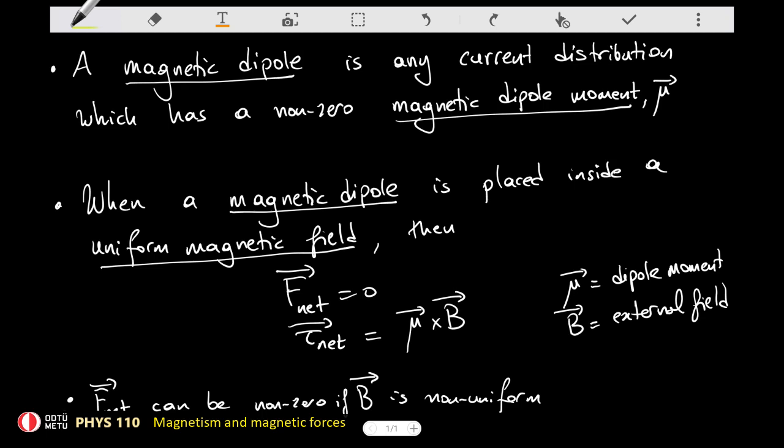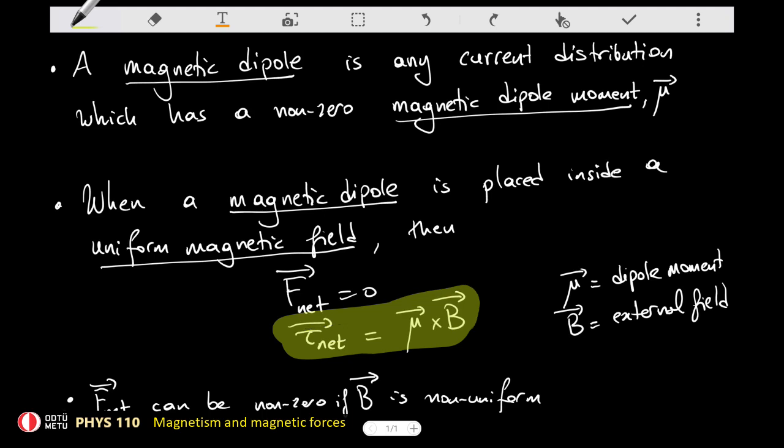So when this kind of a physical system is placed inside a uniform magnetic field, let's remember that this magnetic field is external. Some other charges produce this magnetic field. Then we have these two statements: the net force should be zero. The net force is zero. But there's a net torque which is given by the cross product mu cross B.